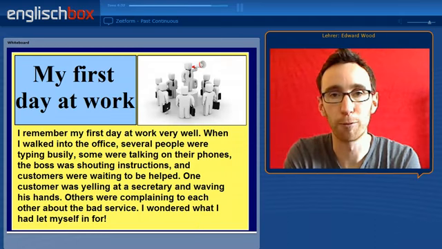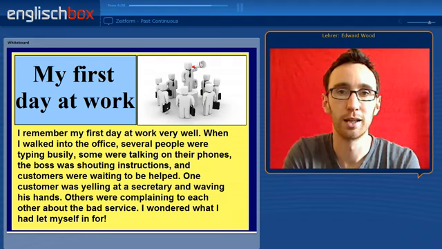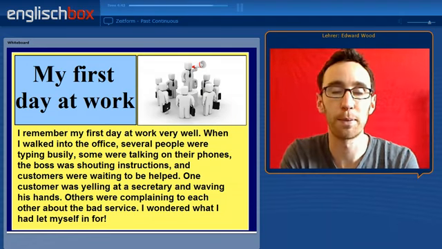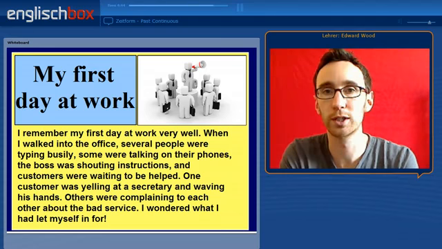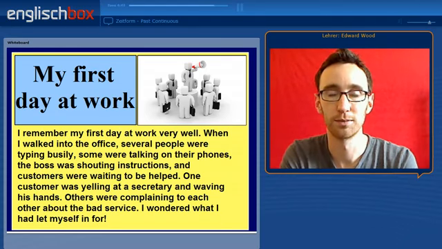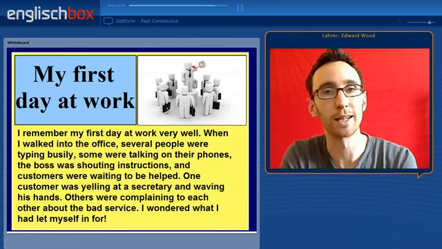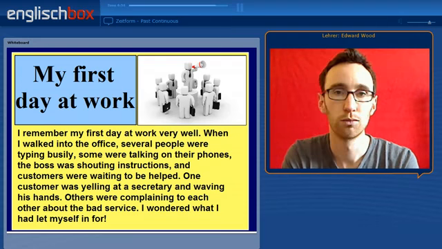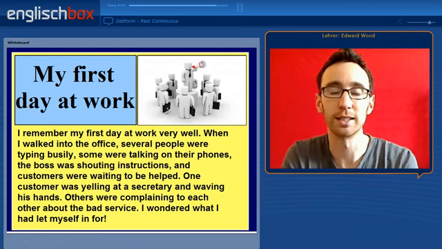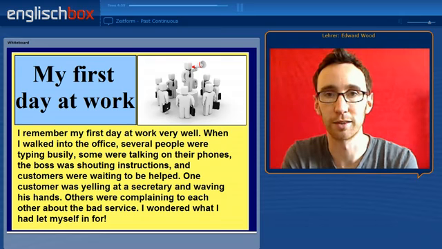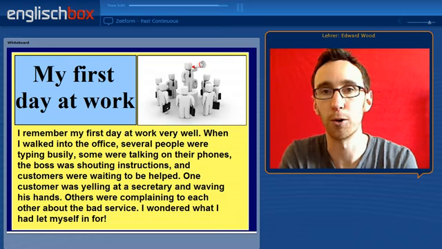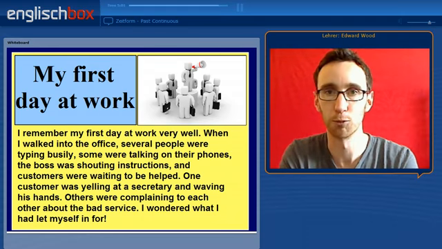So now if we return to our story, you can see that all of these actions were happening when I walked into the office. So you could say that me walking into the office was an interrupting action, or I could be describing these actions as part of my story, things that started before I walked into the room and were in progress when I walked into the room.